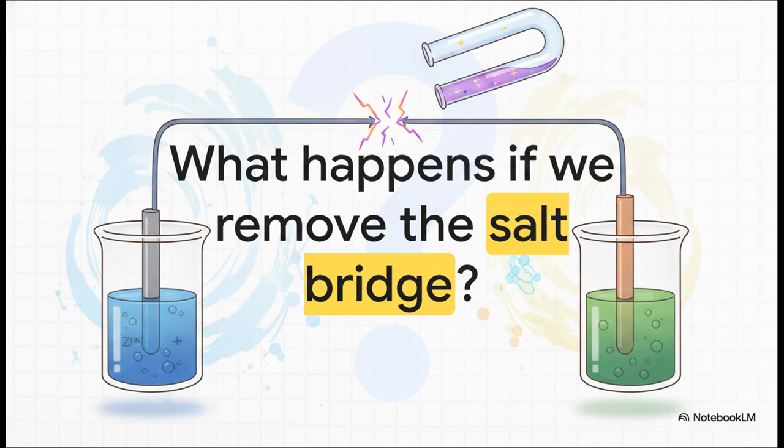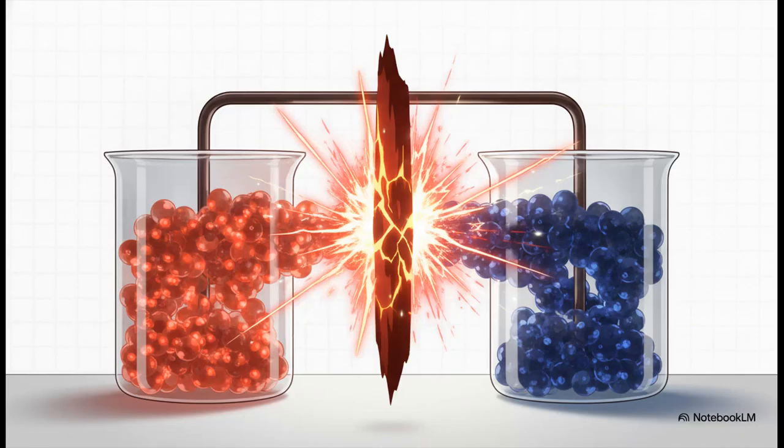Well, I posed this question to you. What actually happens if we remove it? Well, you'd get immediate failure. As electrons leave the anode, a massive positive charge builds up in that beaker. Meanwhile, a huge negative charge accumulates over at the cathode. This charge separation creates a sort of opposing potential that instantly stops the flow of electrons dead in its tracks.